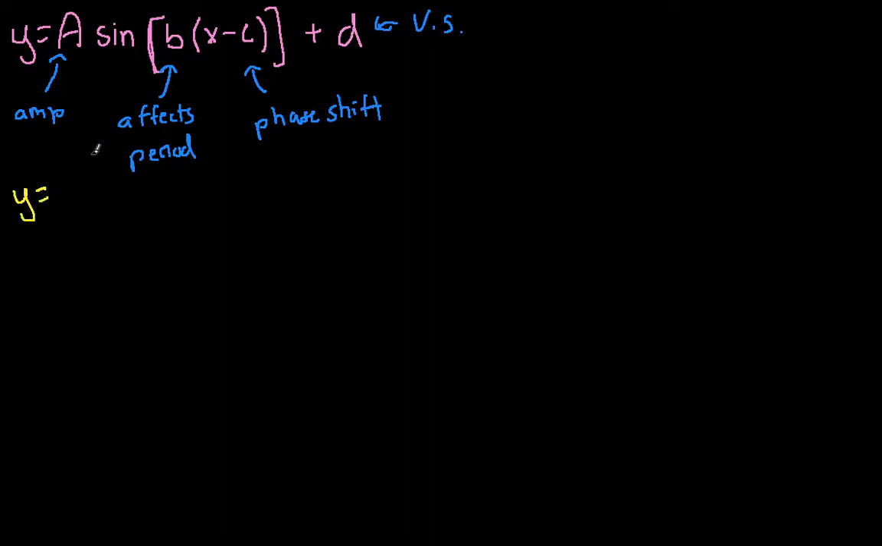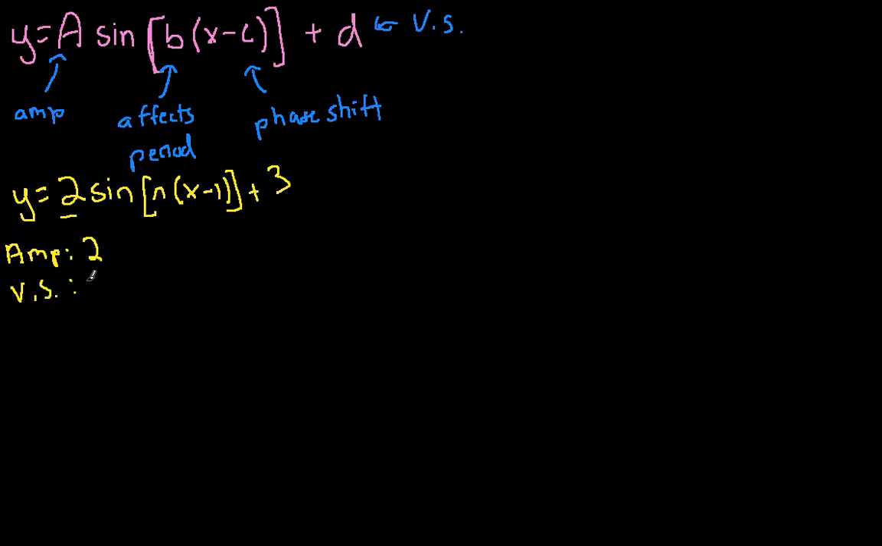So an example might be y equals 2 sine of pi times x minus 1, plus 3. Okay, so as we know from before, our amplitude would be 2 because it's just that number in the front. Our vertical shift would be positive 3. Our max is therefore the vertical shift plus the amplitude, which would be 5. Our min is the vertical shift minus the amplitude, which would be 1. And then this is where things start to get a little bit different. So I'm going to put them in a different color to emphasize that.